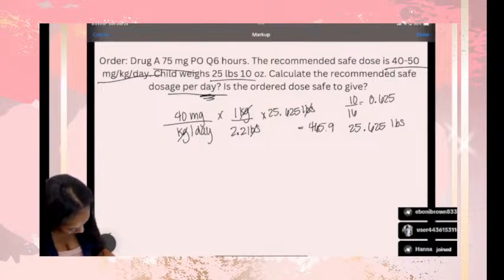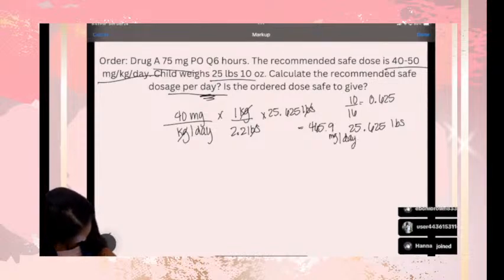65.90 milligrams per day. I ran out of space.